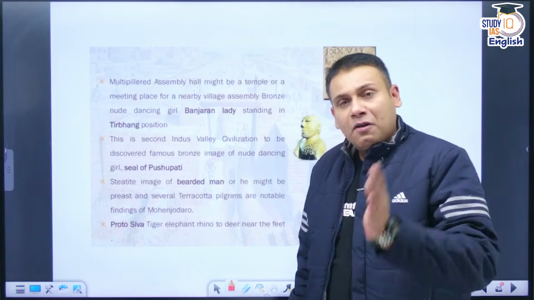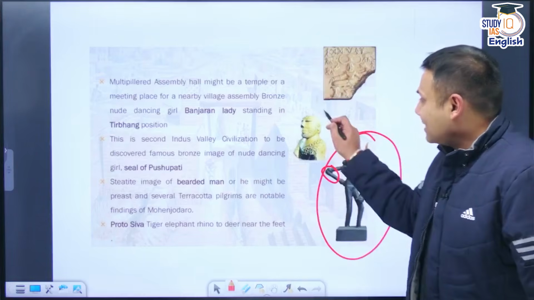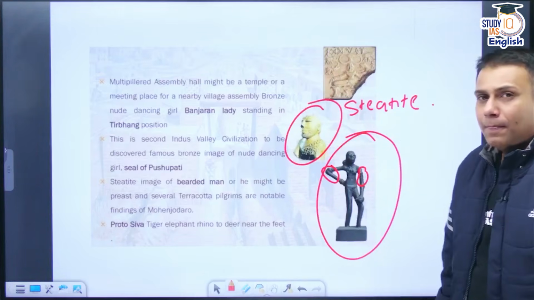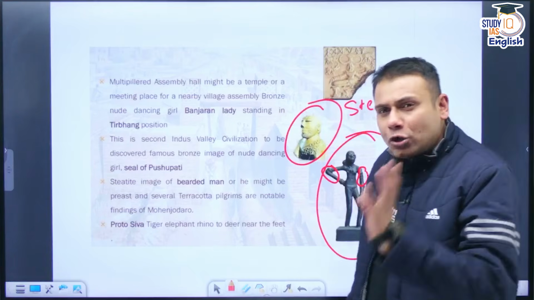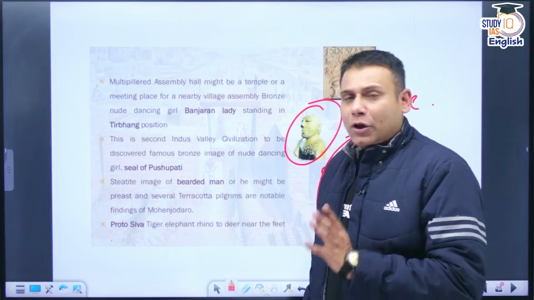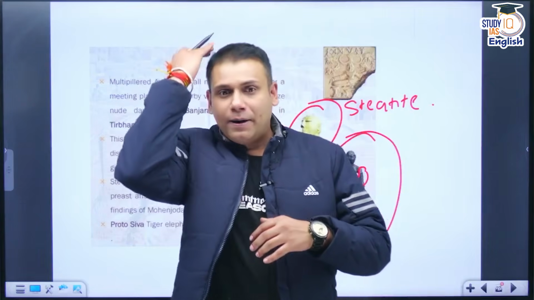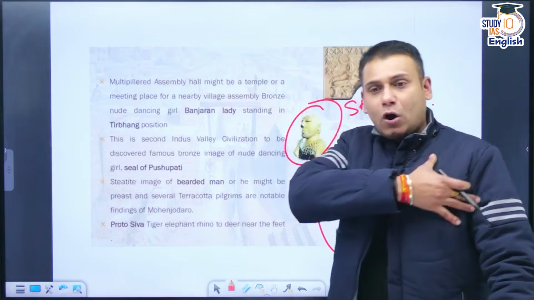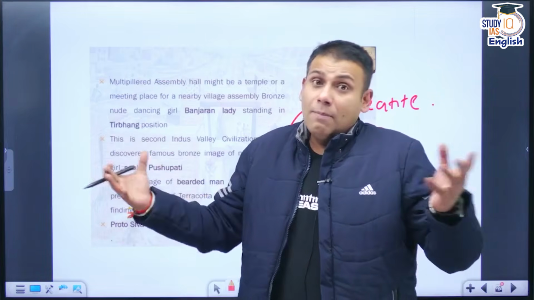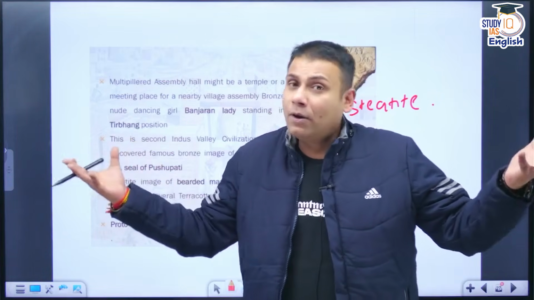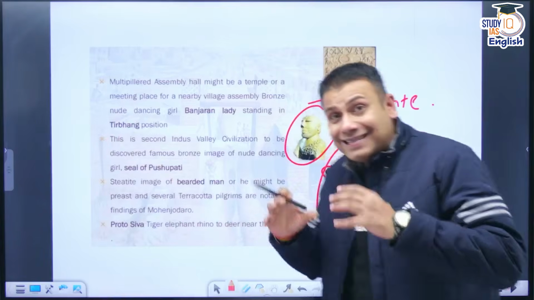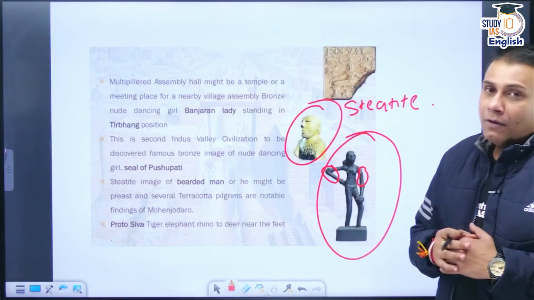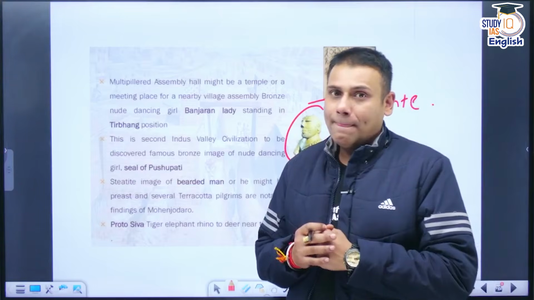Another important finding from the site of Mohenjo-daro was a steatite image of a bearded man. This is a steatite image of a bearded man. If one has a close look at this, you can observe that the hair is completely combed, a perfectly stylized beard, a shawl on his left part of the body, probably might be a priest or a particular head. So this steatite image of a bearded man is another key finding from the site of Mohenjo-daro.